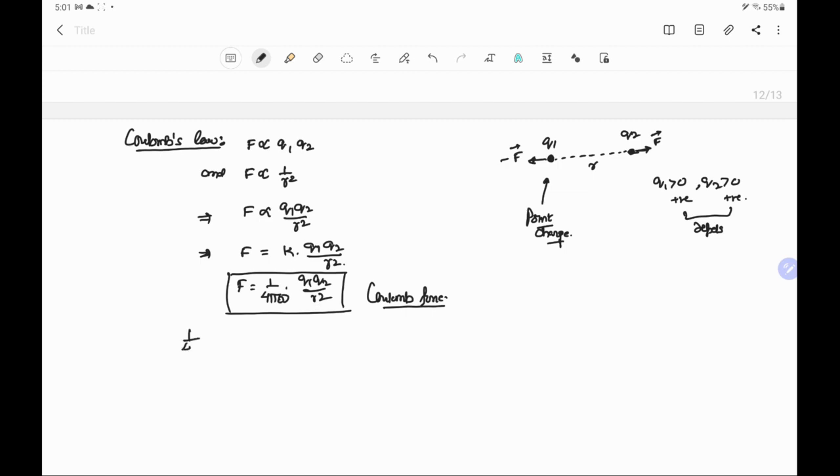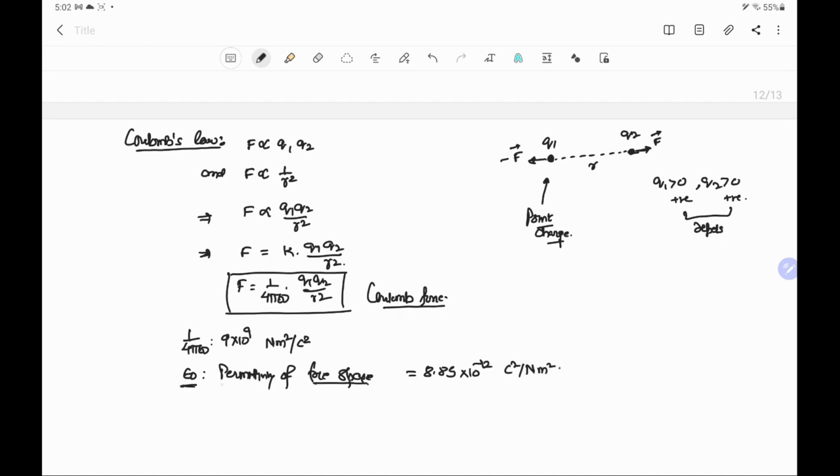Here we have to remember that the value of 1 by 4 pi epsilon naught is 9 into 10 power 9 Newton meter square per Coulomb square. Epsilon naught is a constant called the permittivity of free space, and its value is 8.85 into 10 power minus 12, and its unit is the reverse of that of 1 by 4 pi epsilon naught, that is Coulomb square by Newton meter square.